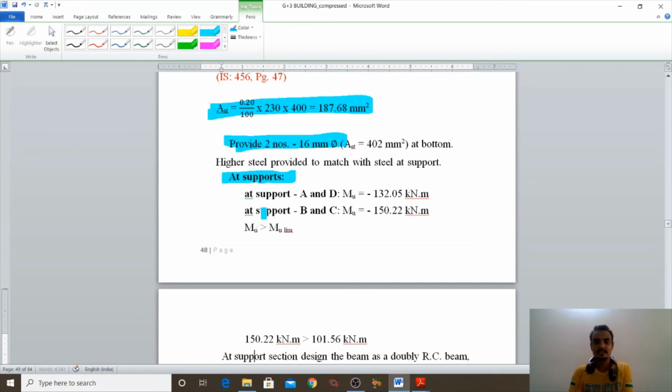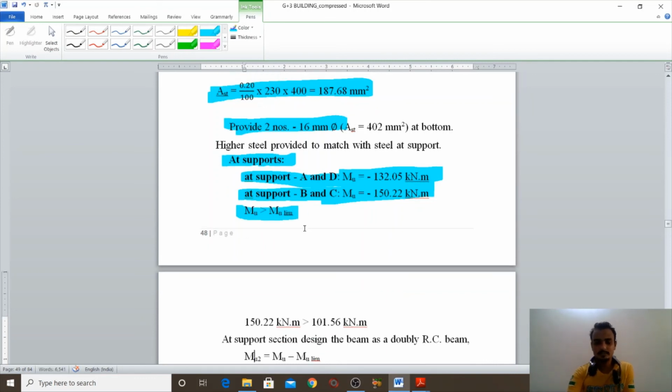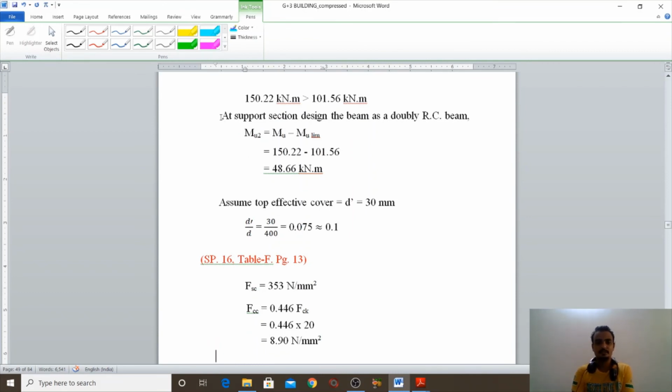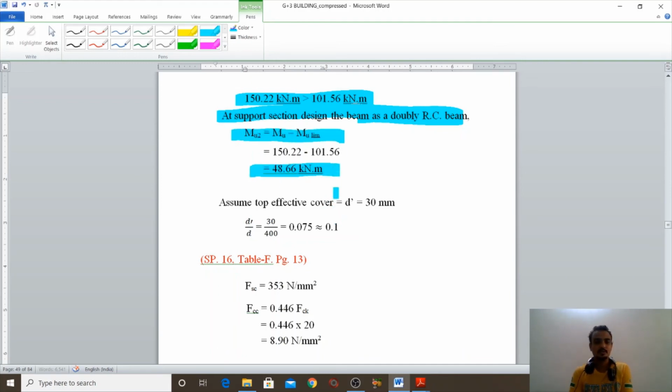Now we have to design at the support. At supports A and D, and at supports B and C, moment is minus 132.05 and minus 150.22. Mu is greater than Mu limit. So at the support we have to design a doubly reinforced beam because here we have 150.22 kilonewton meter moment. So Mu2 is equal to Mu minus Mu limit. So Mu2 is 48.62.